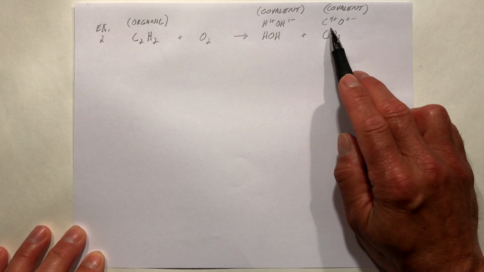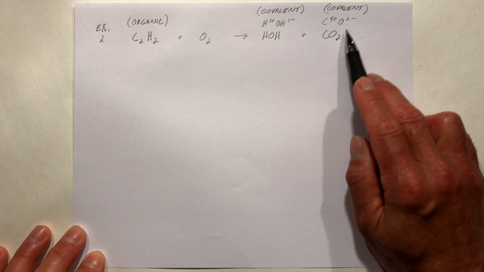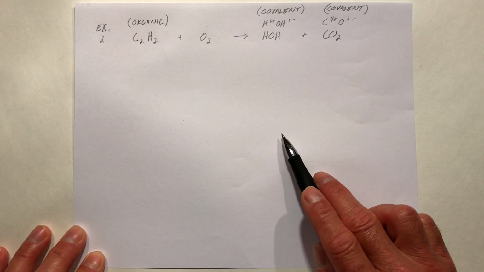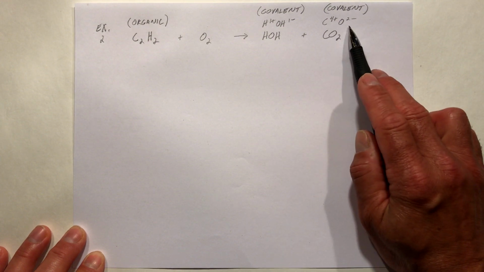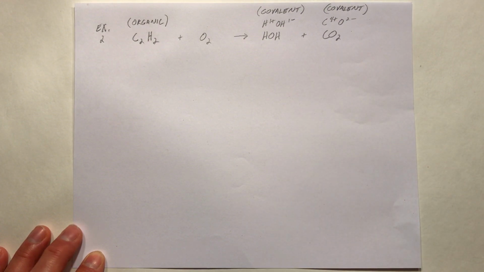And then if we crisscross C4+ and O2-, we get CO2. But this is another example of a compound that's actually a covalently bonded molecule. And it would only break up into C4+ and O2- if it were forced to break up into ions in a chemical reaction.